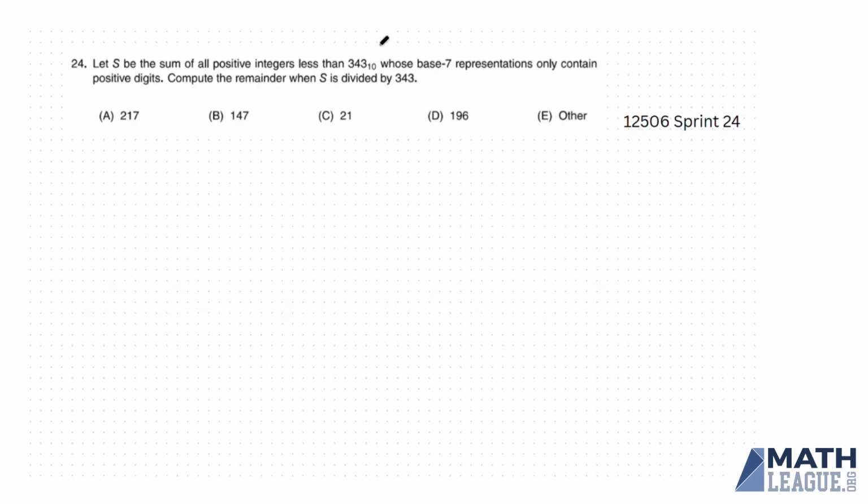Now first of all, notice that S is going to be the sum of, first of all, the single digit numbers from 1 to 6 in base 7. So that'll be 6 numbers, plus a certain number of 2-digit numbers, which again only contain positive digits in their base 7 representations. There's 6 options for this digit, 6 options for that digit. So there's 36 numbers with 2-digit base 7 representations.